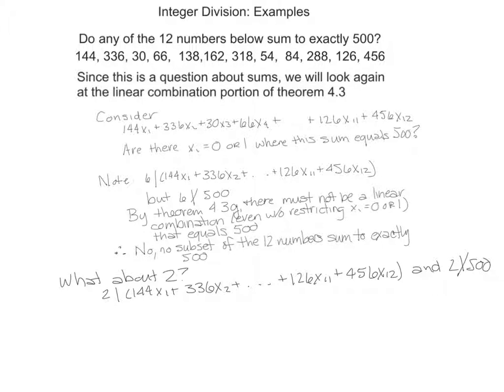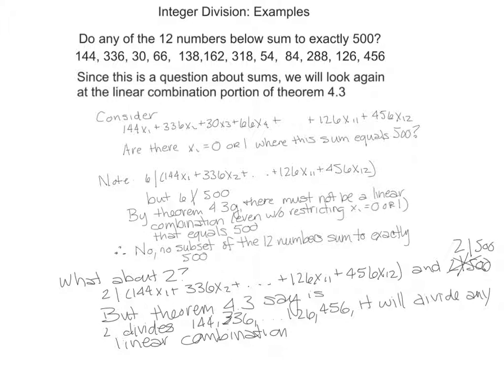When I do this problem, I often get the question, since I noted that 6 divided all of the 12 numbers, but it does not divide 500, well, what about 2? Because 2 divides all of the 12 numbers, and it also divides 500. This here should have been 2 divides 500.